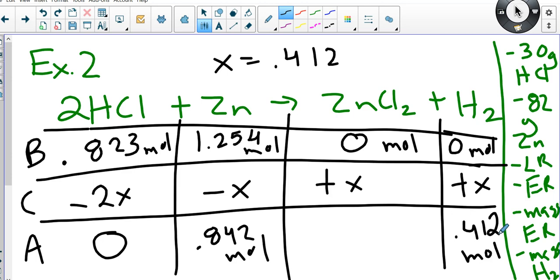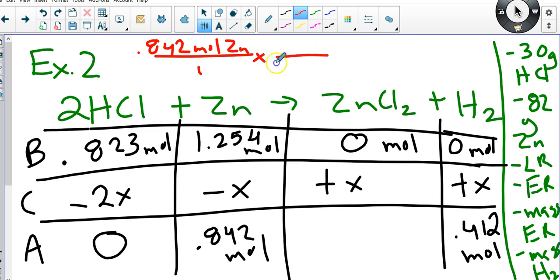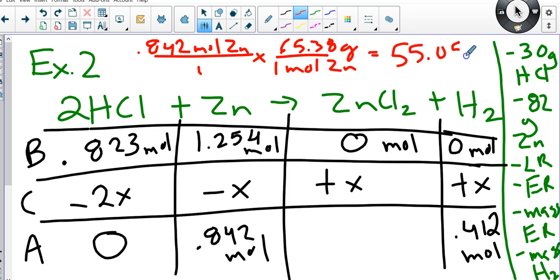Alright, so anyway, are we done though? No, now you have to convert to grams. But you know how to do that. Okay, so there's zinc remaining, right? Good? And then the moles of hydrogen remaining are converted to grams.